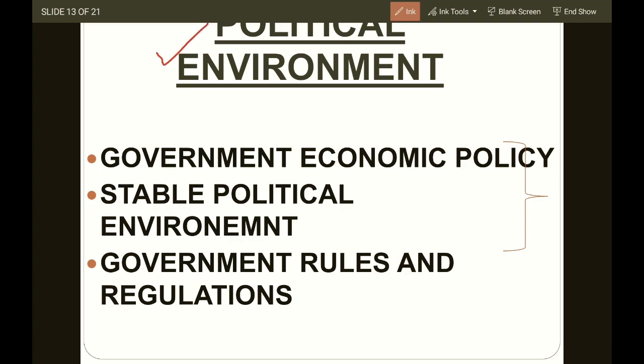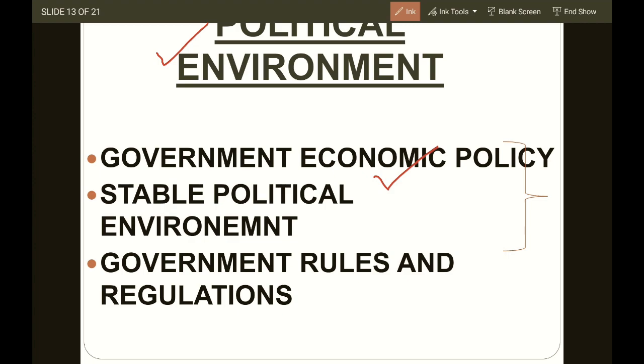Government economic policy: what is the economic policy of that government? Earlier, before 1991, there was no LPG, but after 1991 there was an implementation of LPG. So before 1991 there were no international companies. If you wanted to start a business before 1991, it was not possible, because the political economic policy was not suitable.